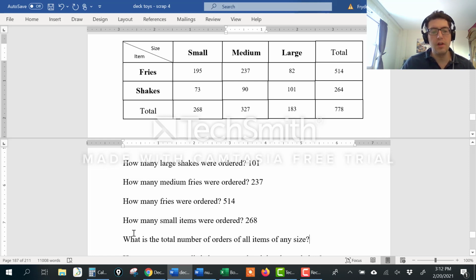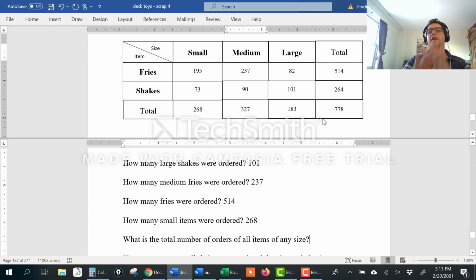What is the total number of orders of all items of any size? So everything. And that answer would be right here in the corner, right? So there were 514 fries ordered, regardless of if they were small, medium, or large. And there were 264 shakes which were ordered, regardless of whether they were small, medium, or large. All right, so the total here, if we add 514 and 264, we would get 778.